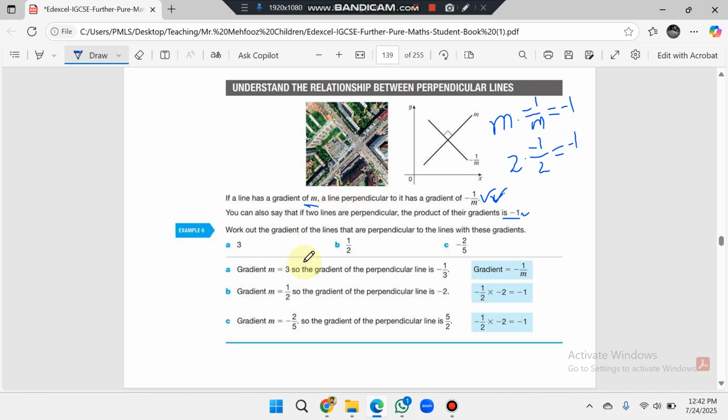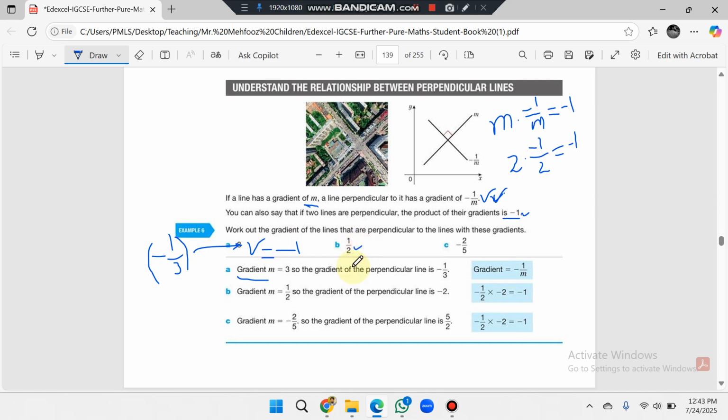Work out the gradient of the lines that are perpendicular to the lines with these gradients. Here the gradient given is 3. So gradient m is equal to 3, so the gradient of the perpendicular line must be minus 1 over 3. How? If the gradient is minus 1 over 3, then when we multiply these two gradients, your answer will be minus 1.